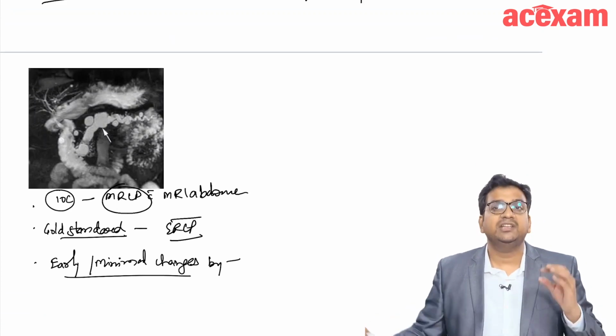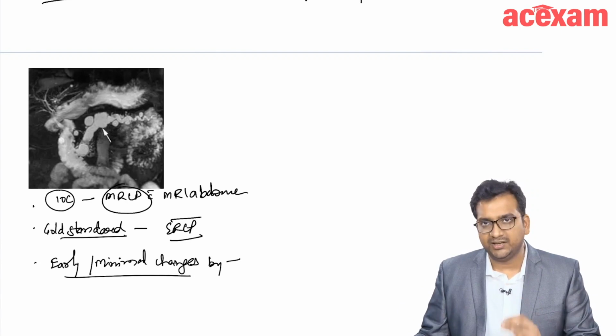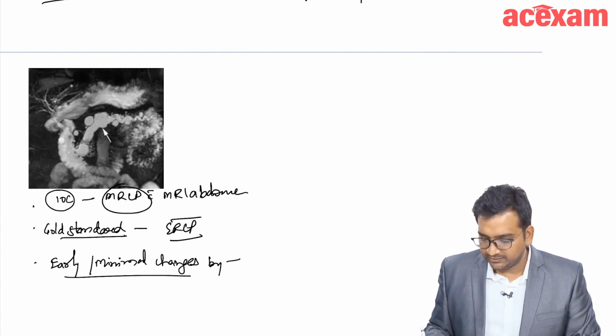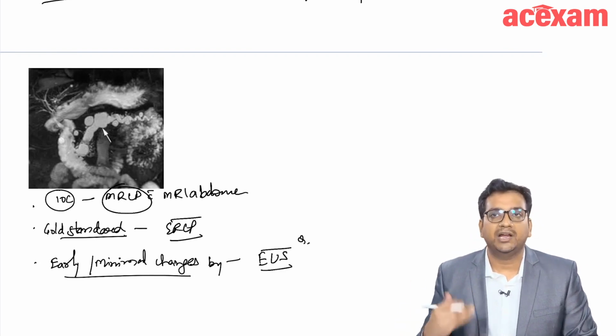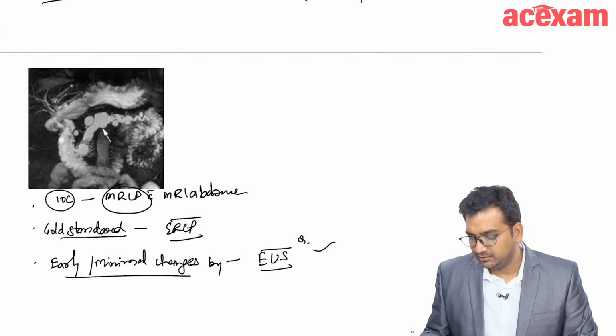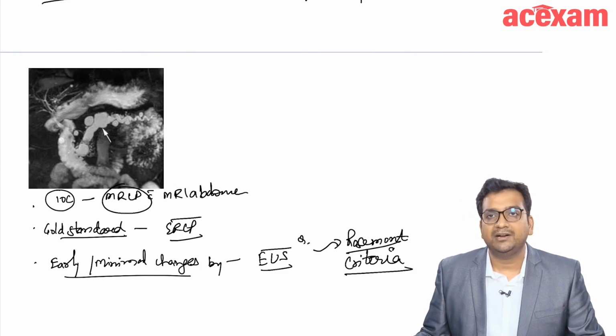And in case there is early chronic pancreatitis or very minimal changes of pancreatitis, that is best detected by EUS, that is endoscopic ultrasound. And for diagnosis of chronic pancreatitis by EUS, there is a criteria, that is Rosemont criteria. So Rosemont criteria is for diagnosis of chronic pancreatitis based on EUS findings.